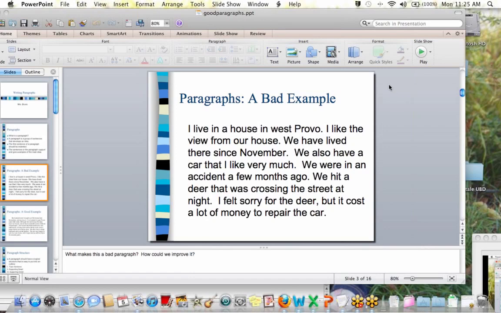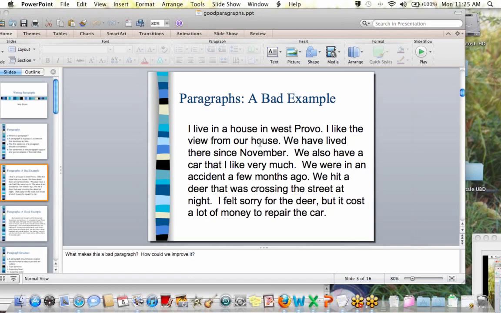I live in a house in West Provo. I like the view from our house. We've lived there since November. I also have a car that I like very much, and we were in an accident a few months ago. We hit a deer that was crossing the street at night. I felt sorry for the deer, but it cost a lot of money to repair the car.